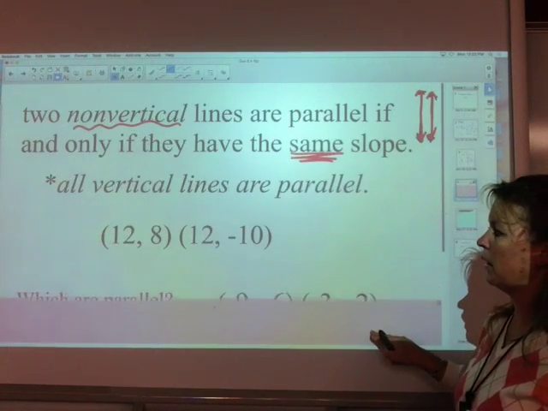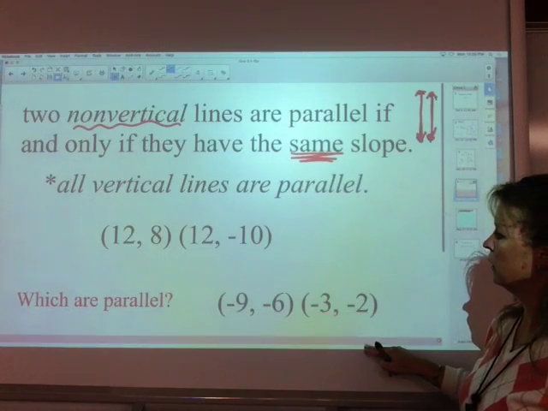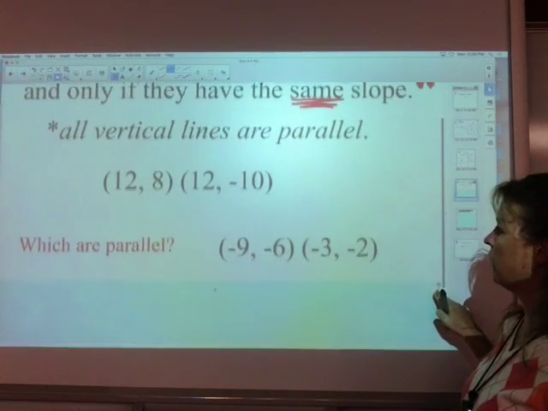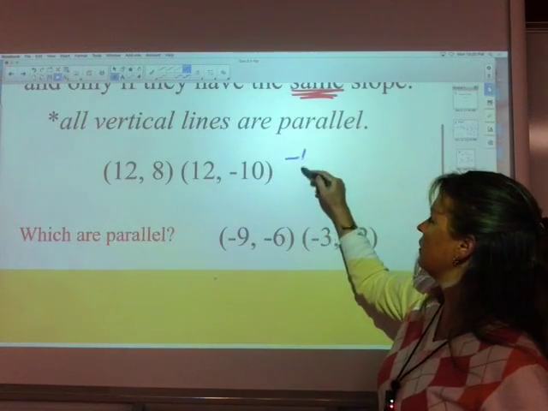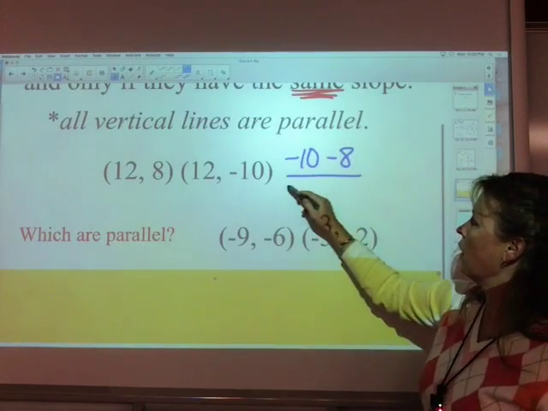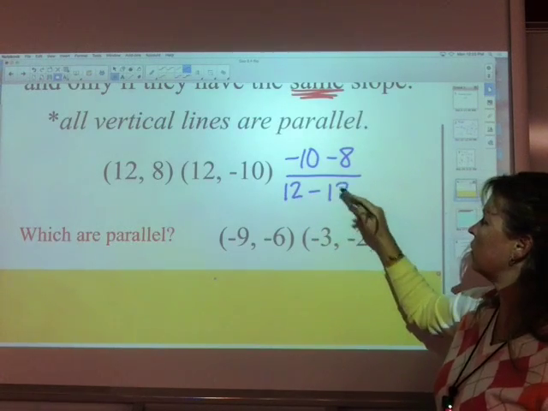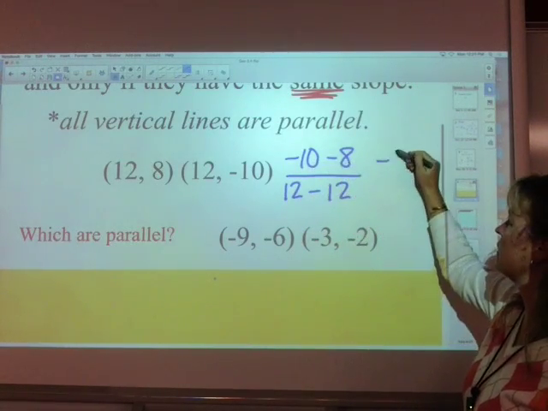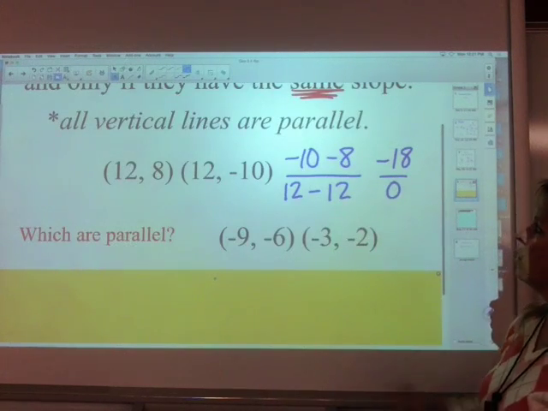So we're going to take a point like that and see which are parallel to it. So we'll start this one with y2, negative 10, minus y1, minus 8, over x2, 12, minus 12. Negative 10 minus 8 is negative 18. 12 minus 12 is 0.